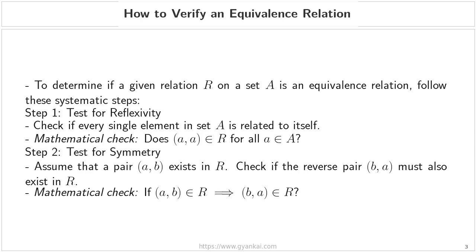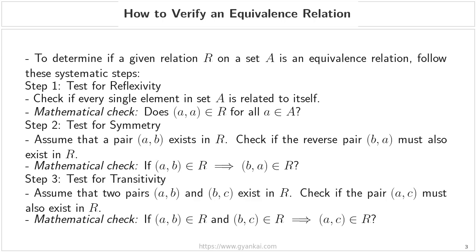Next, we move to step 2, the test for symmetry. To do this, start by assuming that a pair (a, b) exists in relation R. Now, you must check if the reverse pair, (b, a), must also exist in relation R. Essentially, if a is related to b, then b must also be related to a.